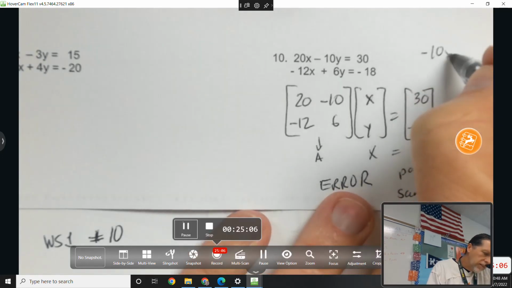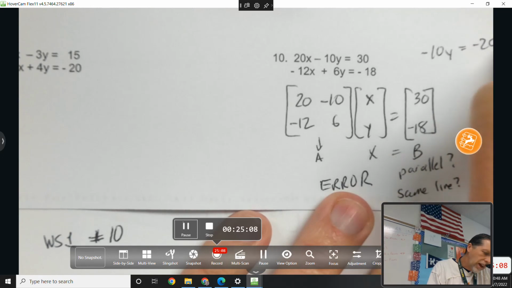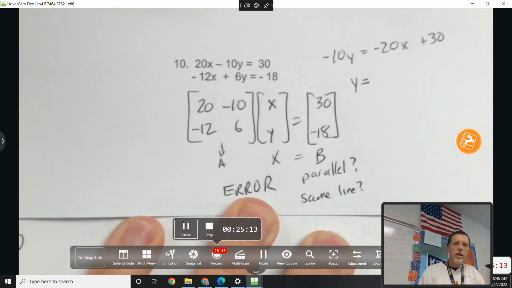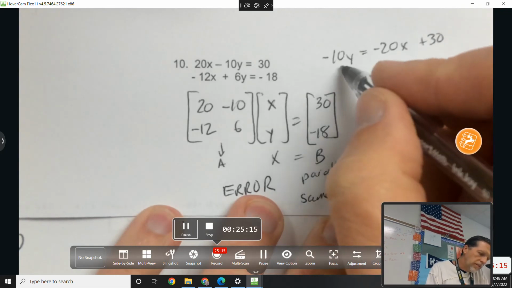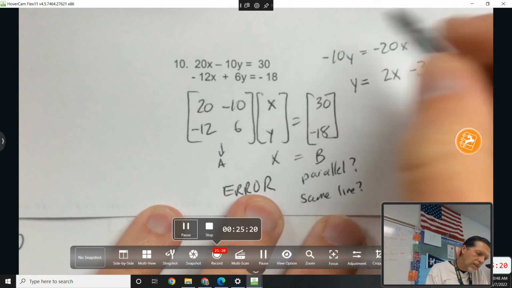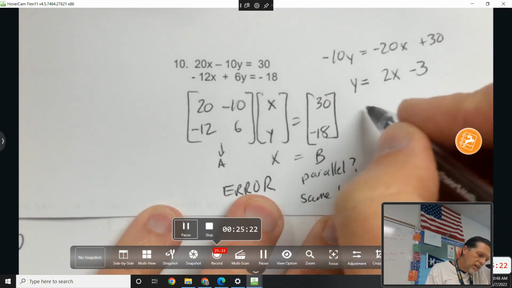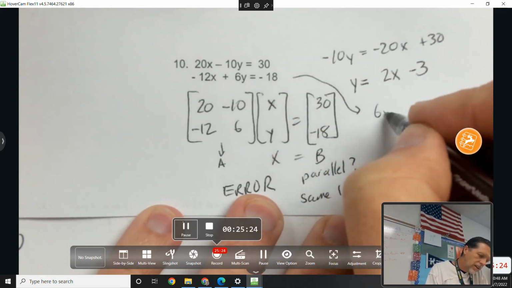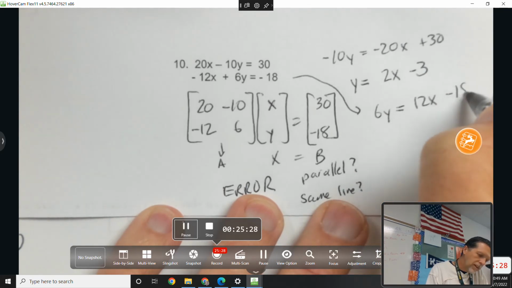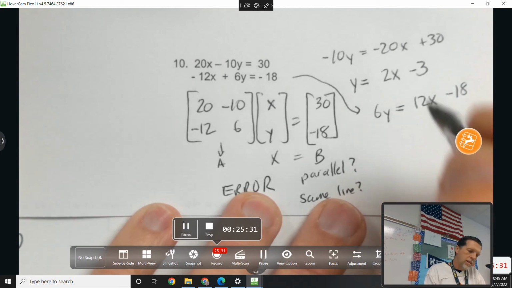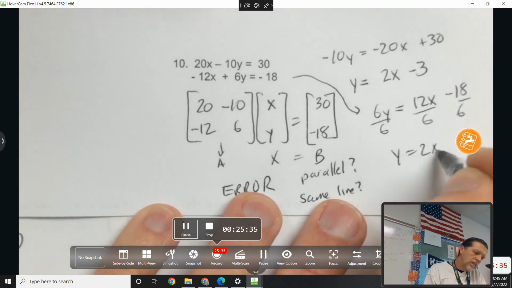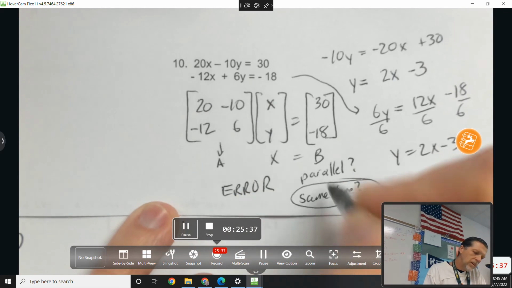So negative 10y equals negative 20x plus 30. If I divide by negative 10, I get y equals 2x minus 3. So that's the first line. The second line, 6y equals 12x minus 18. If I divide by 6, y equals 2x minus 3. So it's the same line.